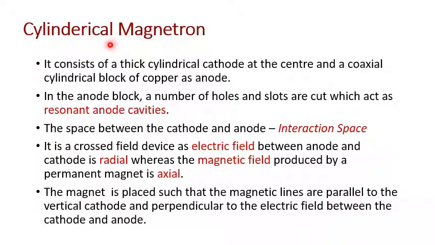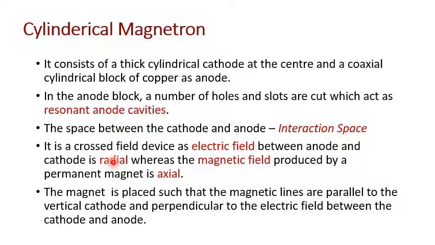Now we will look at the structure of the cylindrical magnetron, which is an example of the traveling wave magnetron. It is also known as a cavity magnetron. The cylindrical magnetron consists of a thick cylindrical cathode at the center and a coaxial cylindrical block of copper, which is known as the anode. In the anode block, a number of holes and slots are cut, which form the resonant anode cavities. The space between the cathode and the anode is known as the interaction space. From one of the anode cavities, a coaxial line or waveguide is connected for extracting the output.